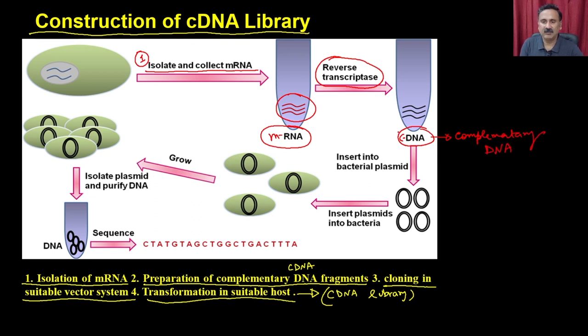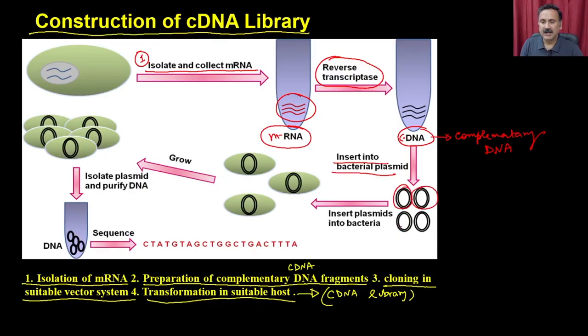Once you have the complementary DNA, you can insert it into bacterial plasmids or other suitable vectors, which gives you the different clones. These clones are then transformed into a suitable host, and that's how you get the cDNA library. From the cDNA library, you isolate the clones of your interest and identify the DNA sequence, and then you can use that for subcloning into the expression vector, which is used for protein production or enzyme production.